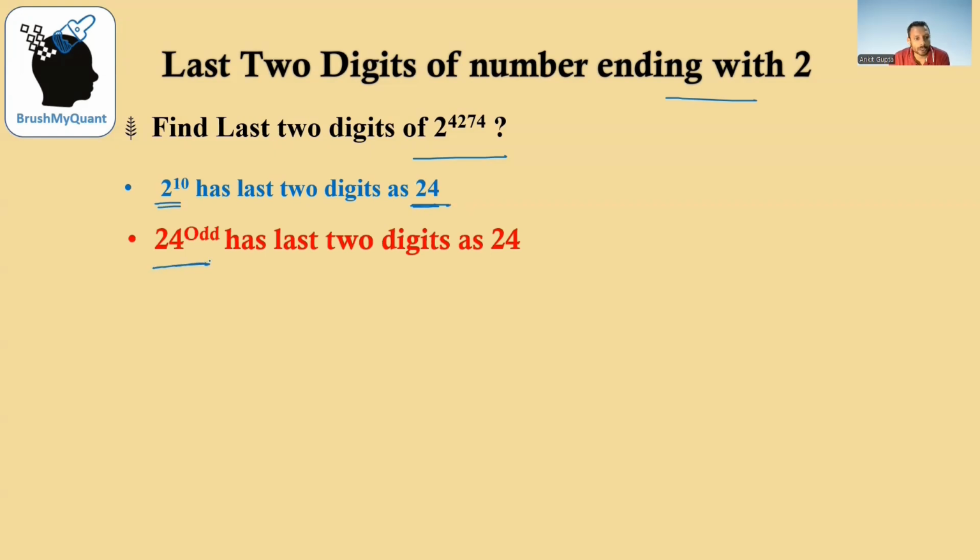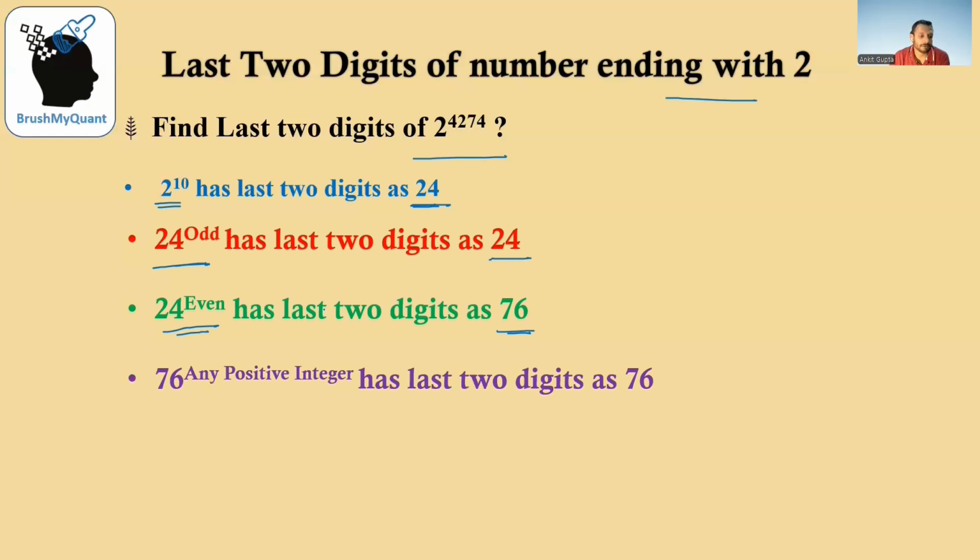So 24 raised to an odd power will always give you last two digits as 24 itself. And 24 raised to an even power will always give you last two digits as 76. And if you have questions which are involving exponents of exponents, then 76 raised to any positive integer will always give you the last two digits as 76 itself. Now let's understand how we can apply this concept in 2 raised to 4274.